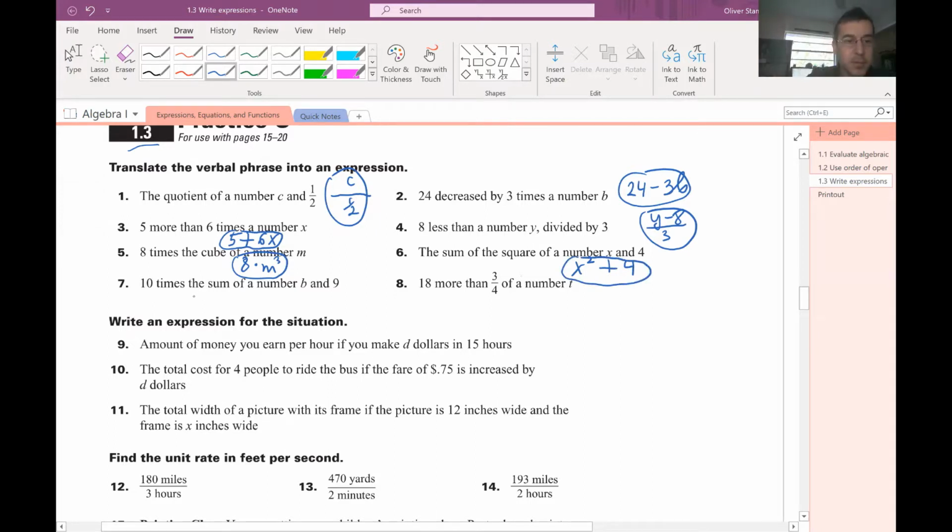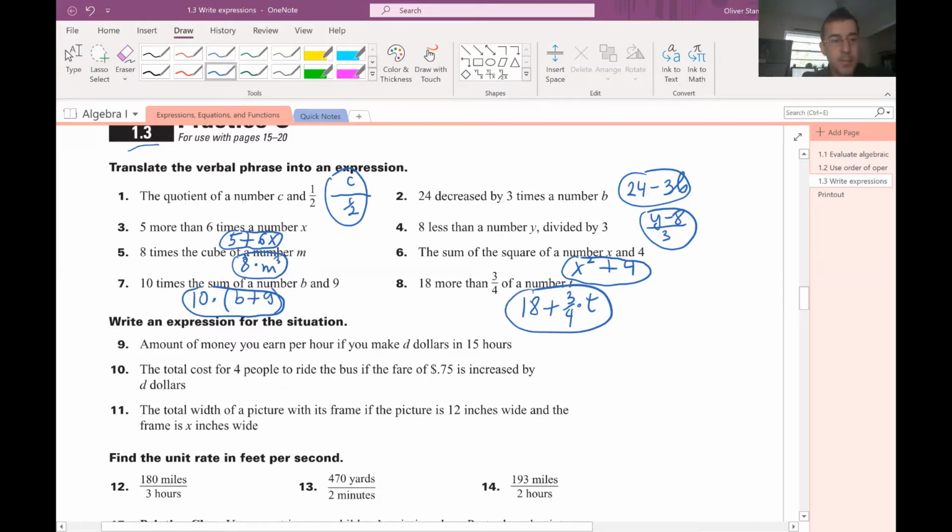7 is 10 times, so 10 times the sum of b and 9. Okay, 10 times the sum of b and 9. So the sum of b and 9 times 10. That's the expression for 7. 8 is 18 more, so 18 plus 3/4 of t. So 3/4 of t.